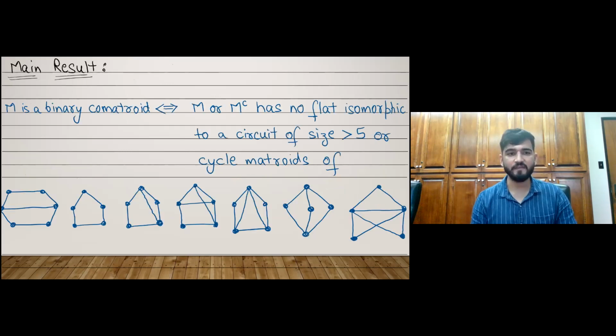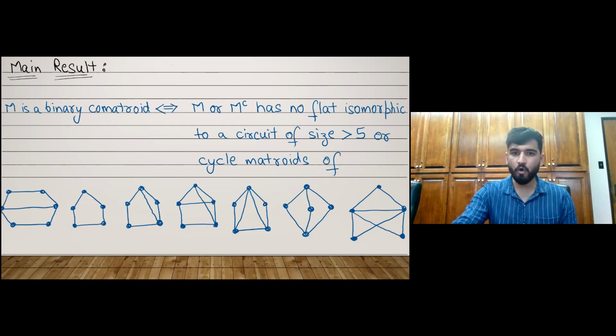And the answer is yes. So this is the main result, which says that M is a binary comatroid if and only if M or M complement has no flat isomorphic to a circuit of size bigger than 5 or cycle matroids of the following 7 graphs.